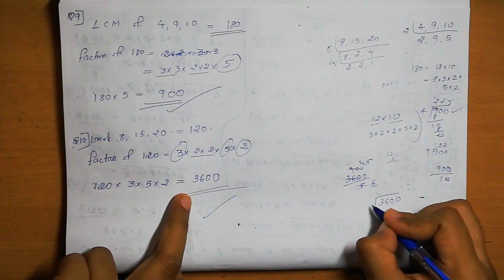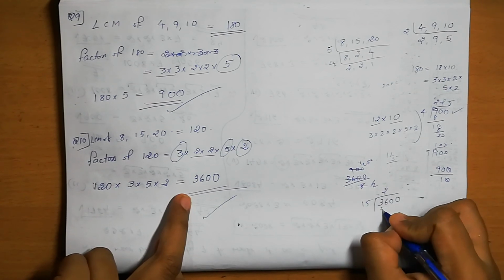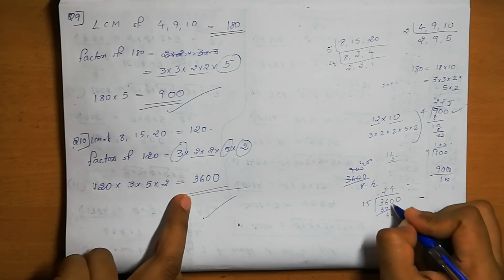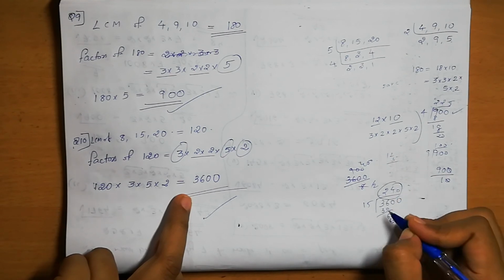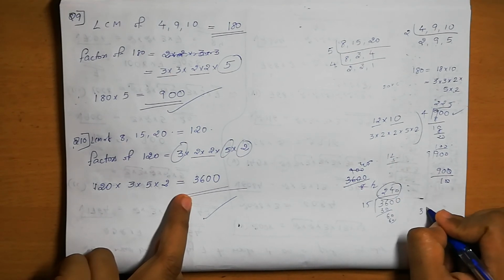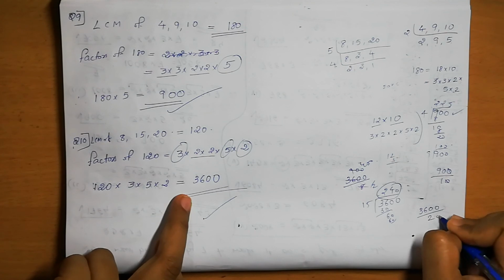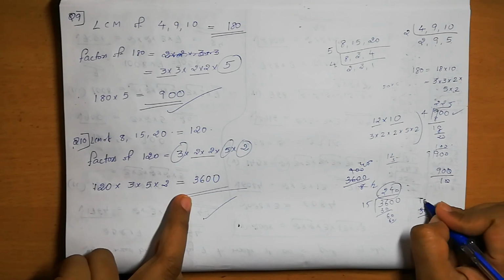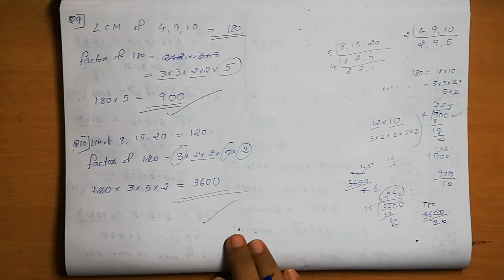Next, 3600 divided by 15. 15 twos are 30, 60, 15 fours are 60, 240. That is also divisible. Next, 3600 divided by 20. That is also divisible. That means our answer is correct.